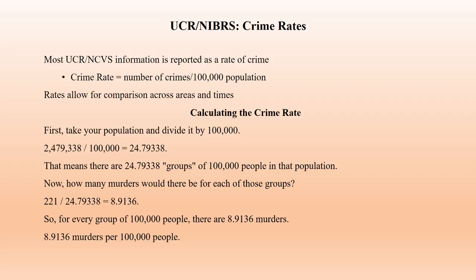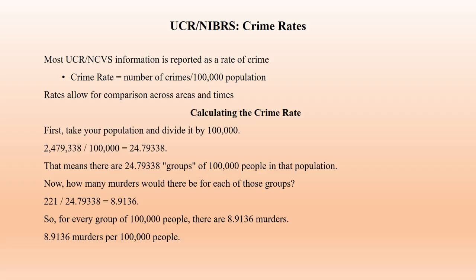So now, how many murders would there be for each of these groups of 100,000? We've got 221 murders that were reported that year, a particular year, in this city. So we divide that by 24.79338. Now, it's important when you do this on your calculator that you enter the 221 first, or whatever crime it might be. You might be looking at rape or robberies or whatever, but you always enter the crime first.